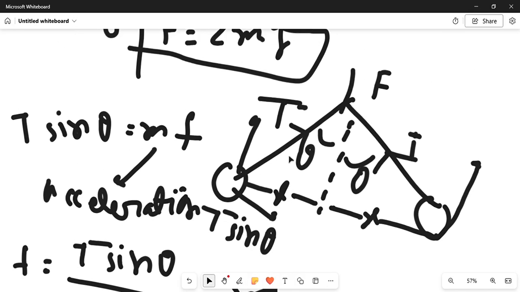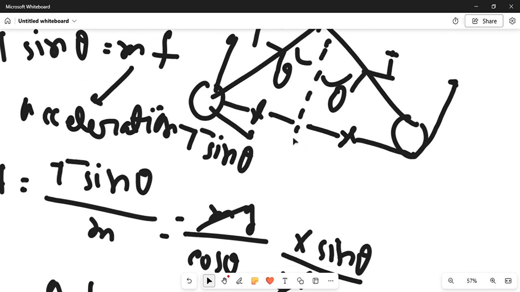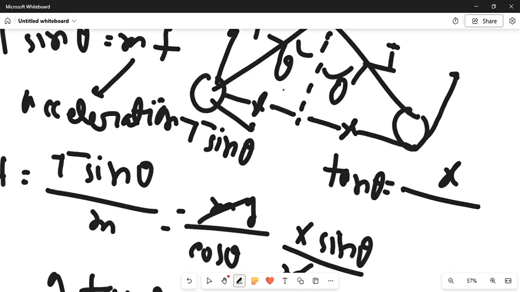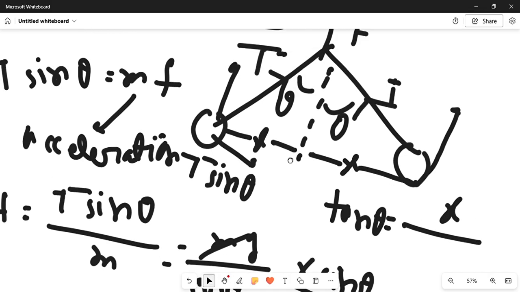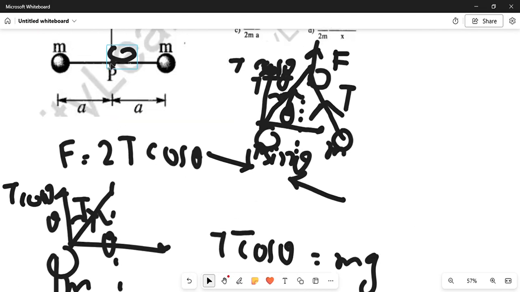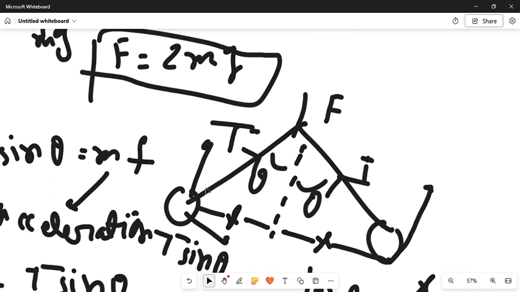And tan theta is equal to perpendicular by base. So from this right angle triangle we can write tan theta is equal to x, this is the perpendicular, and the base is this. From Pythagoras theorem the hypotenuse is a. Why is this a? Because when we pull out with a force F at the point P, this distance remains the same. Just I am pulling at the point P with a force F upward, so this distance obviously remains the same.